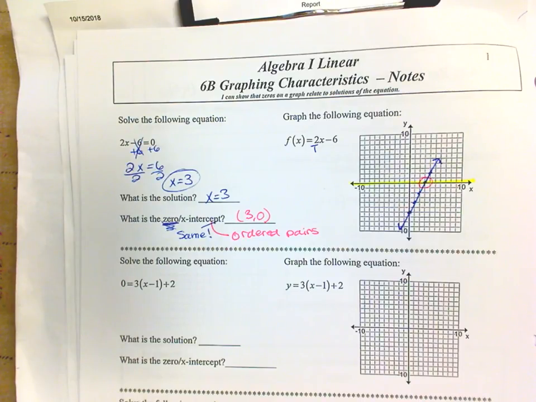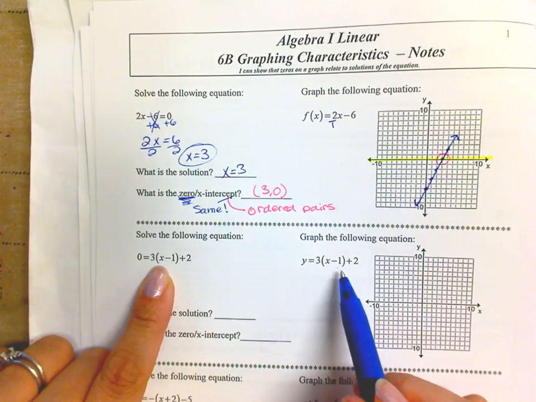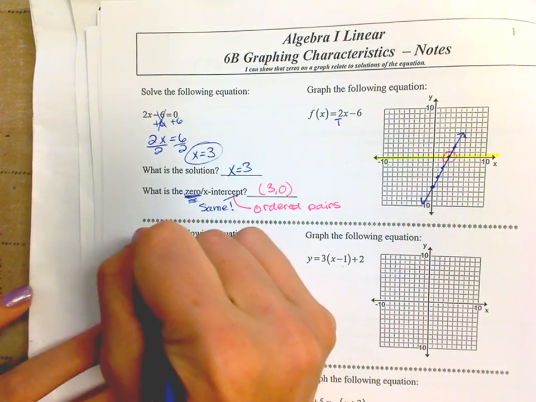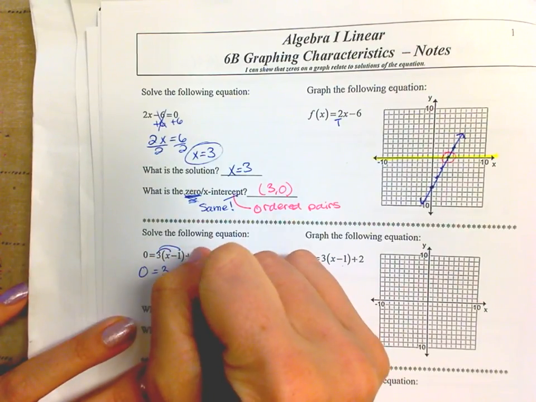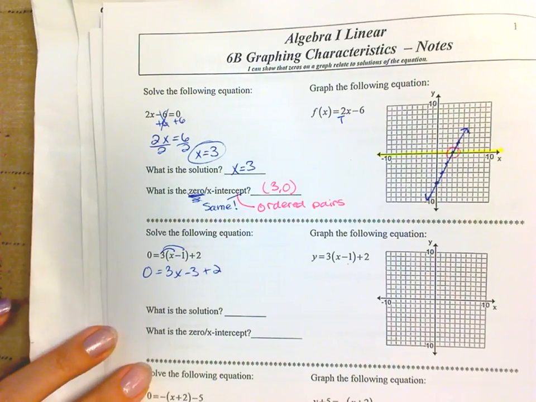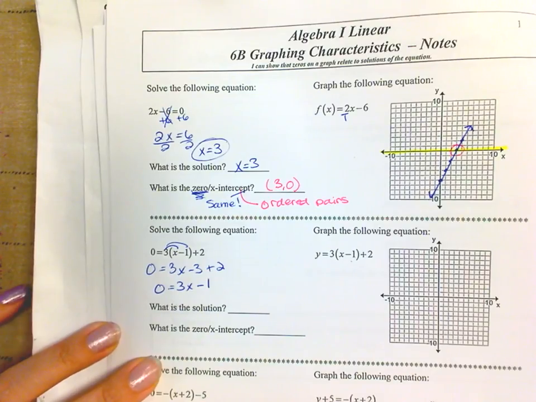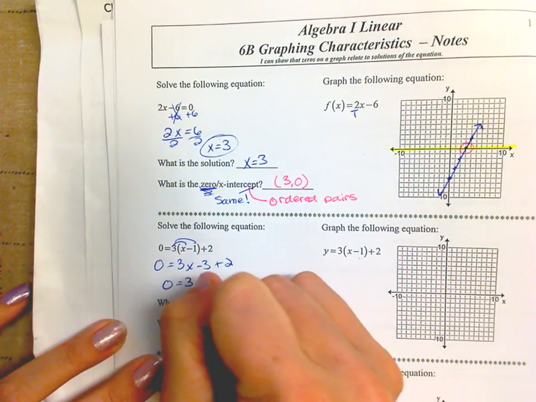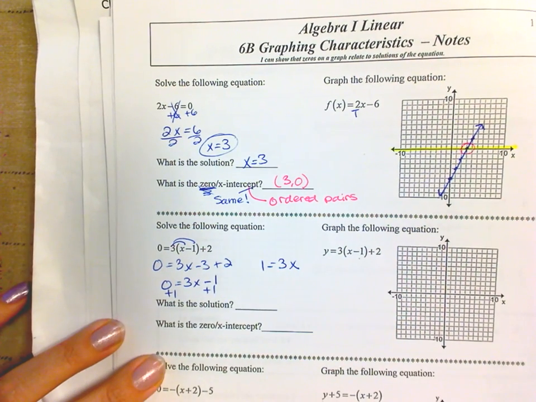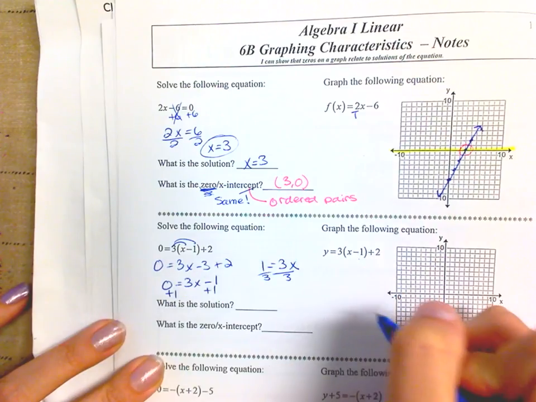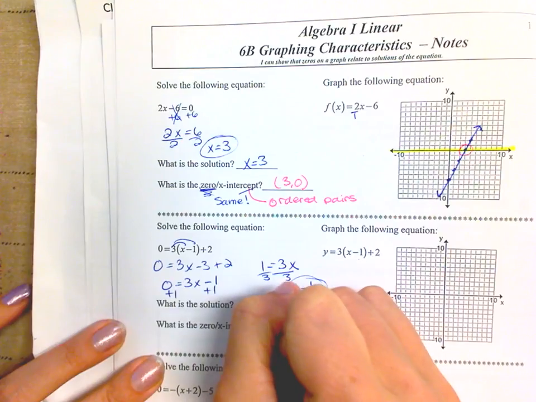All right, the next one, same idea. The equation is the same as the right side of your equation here. So we've got 0 equals 3x minus 3 plus 2. Your right side has 3 terms, so you need to clean those up. Make it 0 equals 3x minus 1. You can add 1. That gives you 1 equals 3x. And then divide by 3. So x equals 1/3.